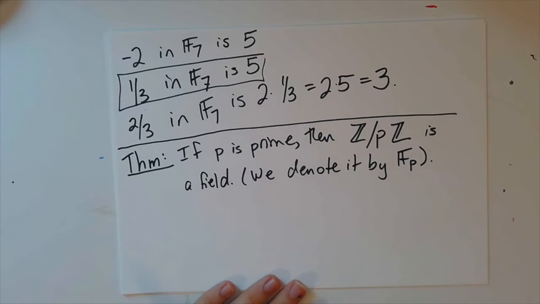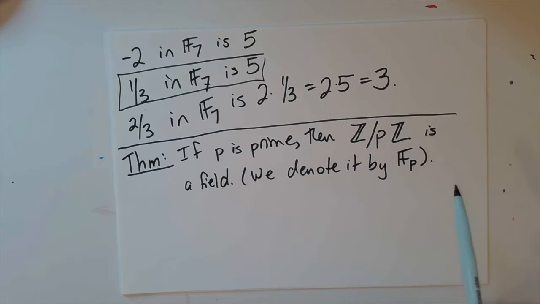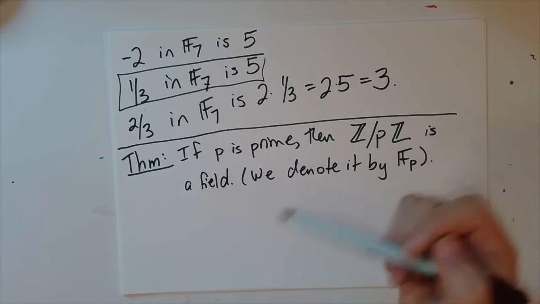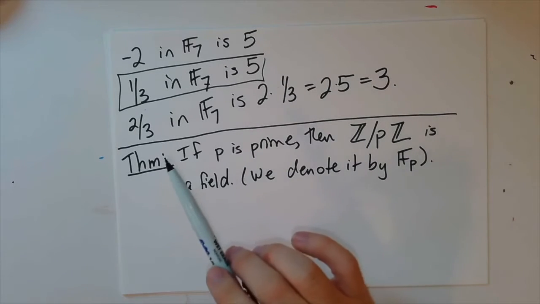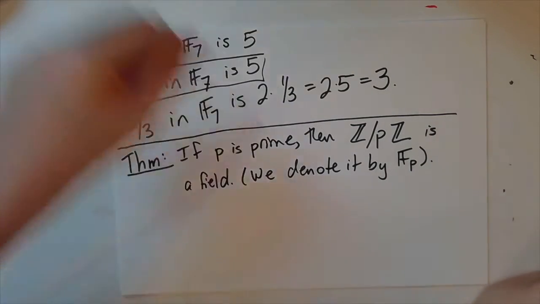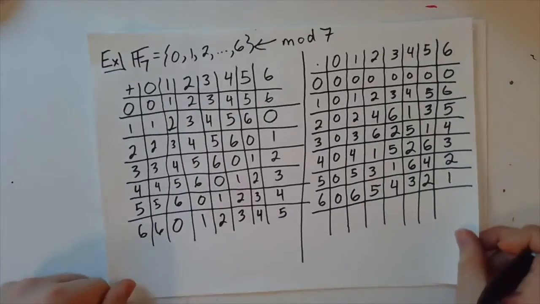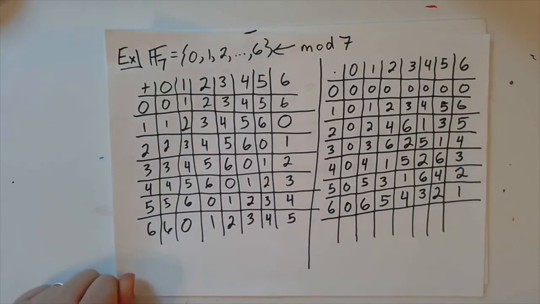So likewise, if instead of 7, I had chosen 11 or 17 or 29, all of those would also have given me fields by exactly the same thing. Just instead of working mod 7, work mod 29, and instead of using the numbers 0 through 6, use the numbers 0 through 28. And everything works out in the same fashion. Of course, if you want to write out this table and I replace the 7 with a 29, then it's much, much bigger.